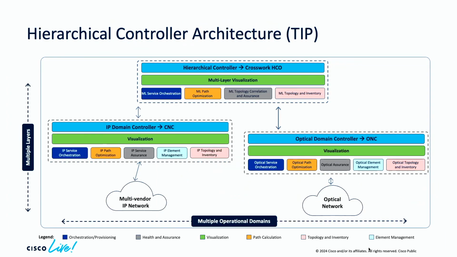This is the view that you saw earlier from Rana. We have the hierarchical controller at the top, an IP domain controller that is like CNC, but it could be another vendor's as well. That is managing the IP equipment, and then we have an optical controller, which is managing the optical equipment. And there could be multiple of those, right? You may have multiple IP domains, you may have multiple optical domains.